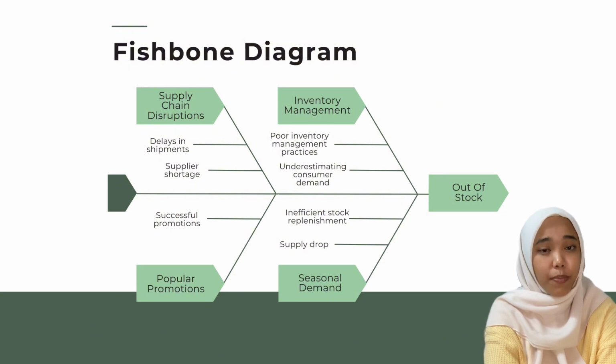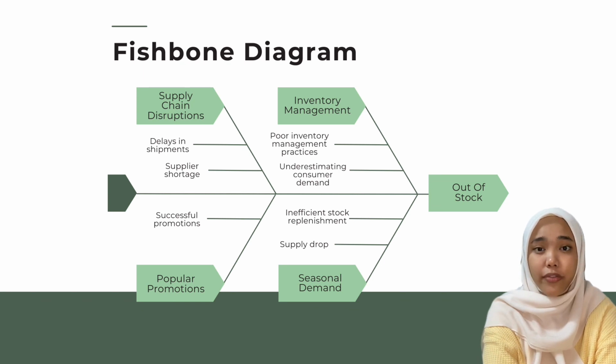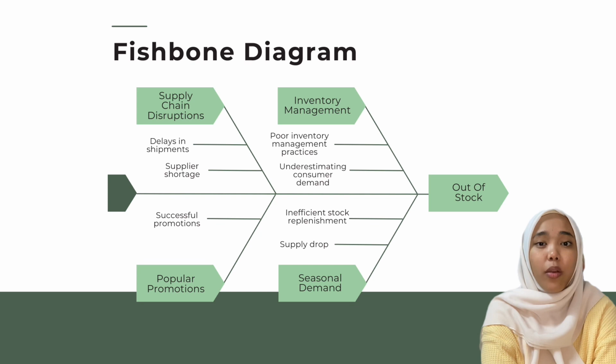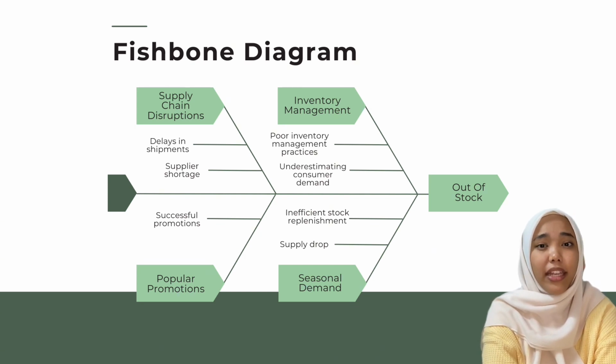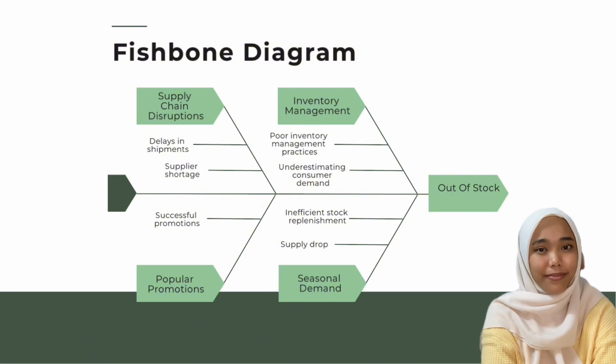Then, popular promotion. The product can be out of stock because of a successful promotion. And last is seasonal demand. When the product is in high demand, it can lead to the supply dropping and inefficient stock replenishment.